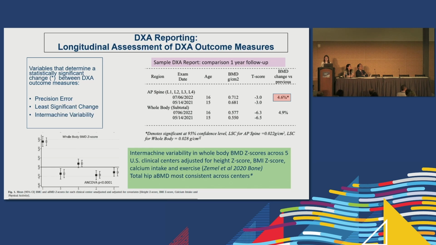So it really highlights the importance of longitudinal scanning on the same machine and at the same center as possible. Also, if you're doing research at your center, be considerate of having a control group and not just using reference data, so you're comparing on the machines that you have.